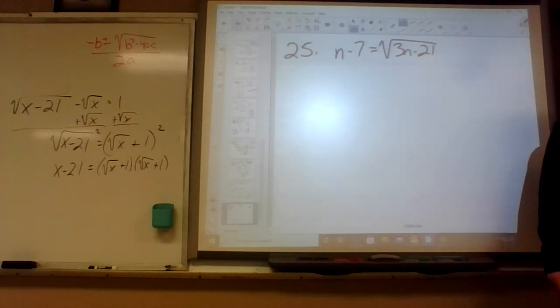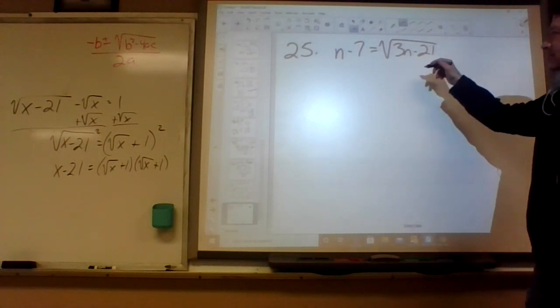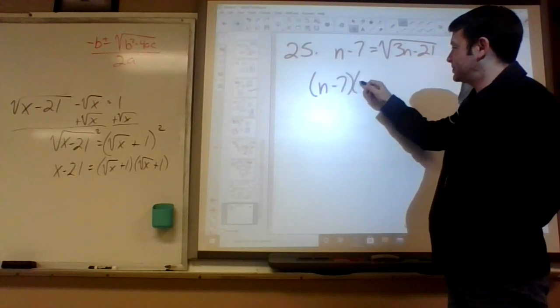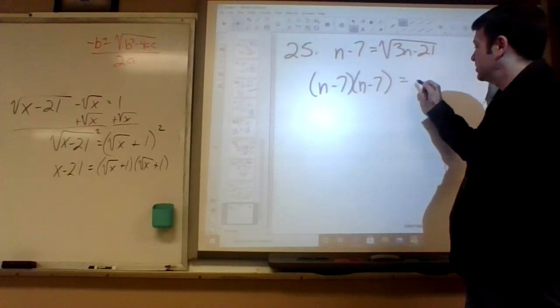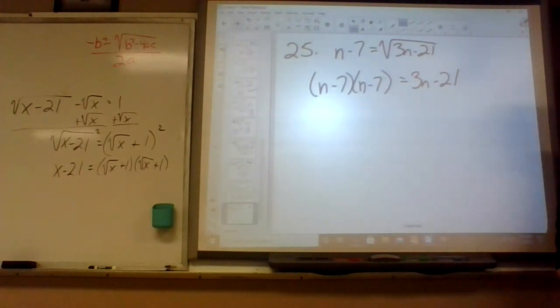What do I do? Minus. Okay, it's ready to square. The right side is under the square root, so we just square both sides. So the left side is going to become n minus 7 times n minus 7. The right side will just become 3n minus 21 when you square it.